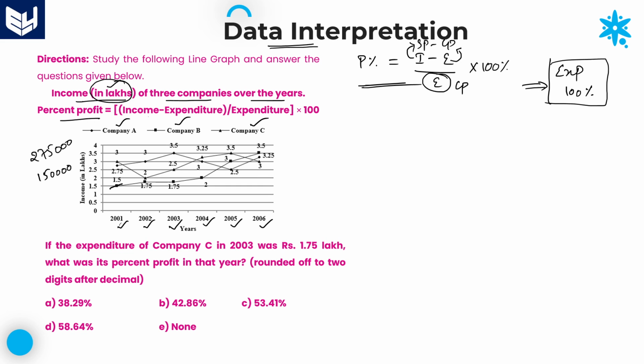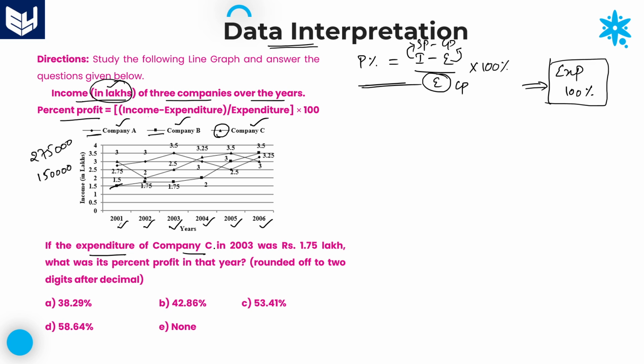Now look at the first question. Here the first question is, if the expenditure of company C, that is the triangle shape, you need to be very cautious while looking at the numbers. Why? Because these values look like very small icons, so you need to be very cautious about them. This is a square, this is a triangle and this is a rhombus shape. You need to be very cautious about which one is which company.